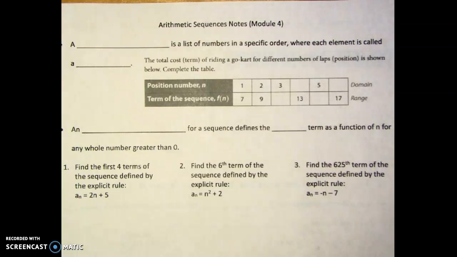Today's notes are on arithmetic sequences, and yes, I promise you it is pronounced arithmetic, even though it looks like arithmetic. But when we're talking about sequences, it's pronounced arithmetic. So let's get into it.